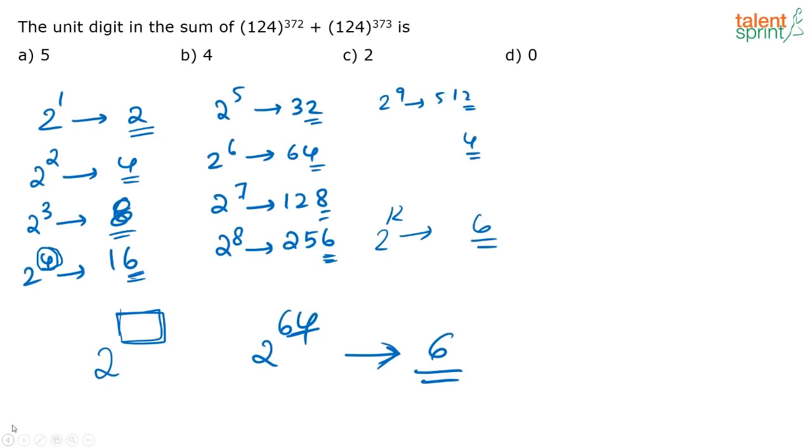Okay. Now similarly, if they are asking what is the last digit of 2 to the power 65, then what do I do? Again this cycle has to repeat, correct? 2, 4, 8, 6. 2 to the power 64 will end with 6. So 2 to the power 65 should end with 2, because the closest multiple of 4 near 65 is 64. So 64 will end with a 6 and 65 should end with a 2. Okay, this is called the cyclic pattern.